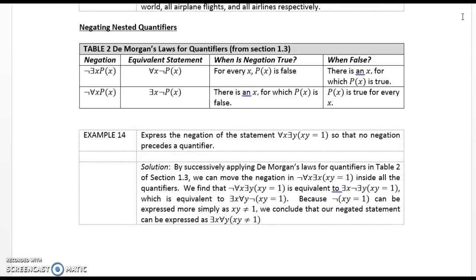And the complement of for all x, P of x is the equivalent statement, there exists x, the complement of P of x. When is the negation true? There is an x for which P of x is false. When is it false? P of x is true for every x.